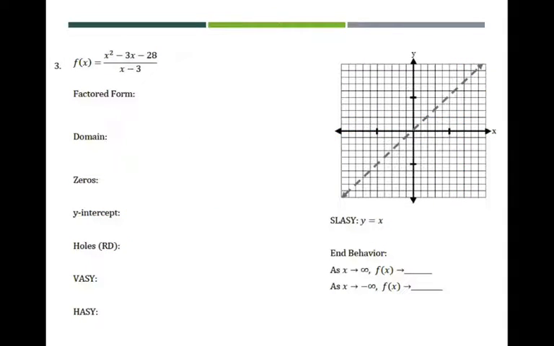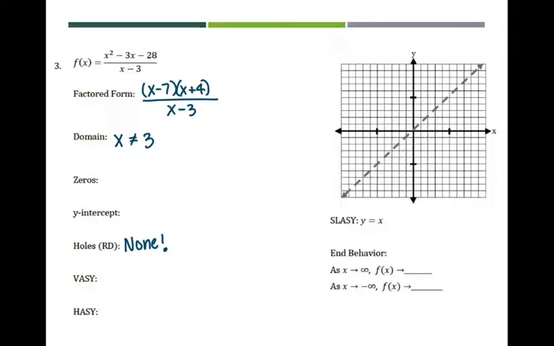Your second graph, I'm going to go ahead and start by factoring it. So two numbers that multiply to -28 and add to -3 are -7 and +4. And in my denominator, I just have x minus 3. So nothing's going to cancel this time around, which means we're not going to have any holes. So I'm going to go ahead and jump down there and write that we aren't going to have any holes. My domain restriction, x cannot be 3.